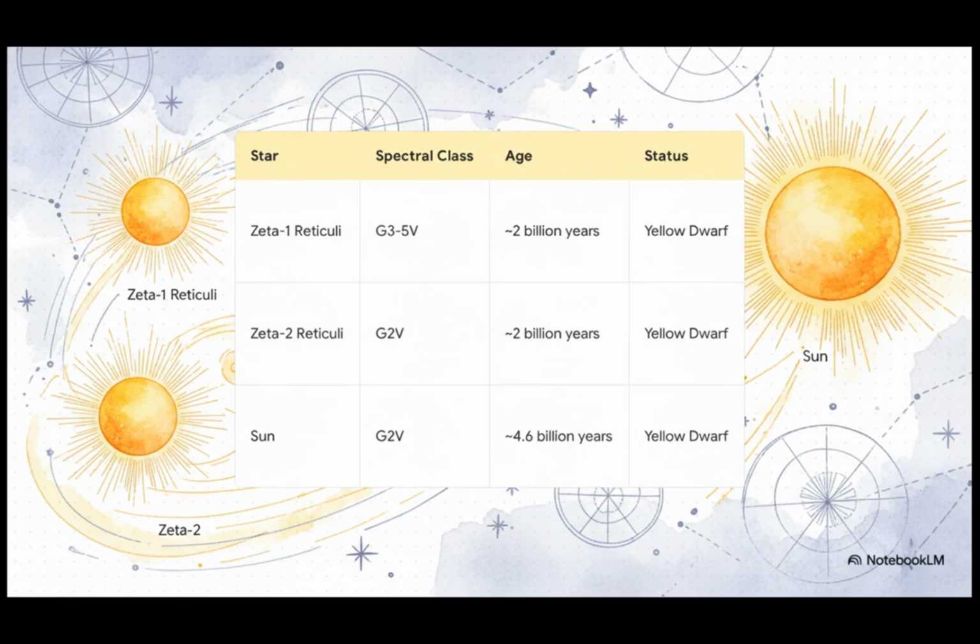What's more, they belong to a co-moving group, which means they were likely born from the same stellar nursery and travel through space together. The only major difference is their age. At about 2 billion years old, they are cosmic adolescents compared to our own middle-aged Sun.